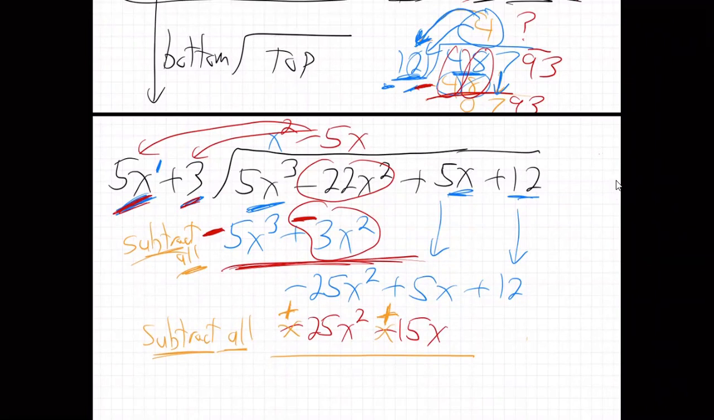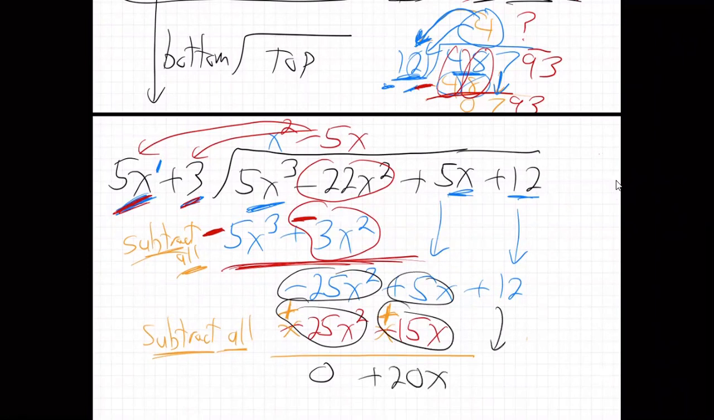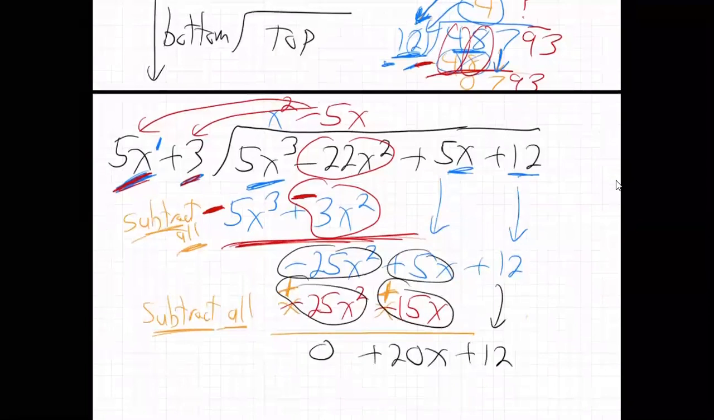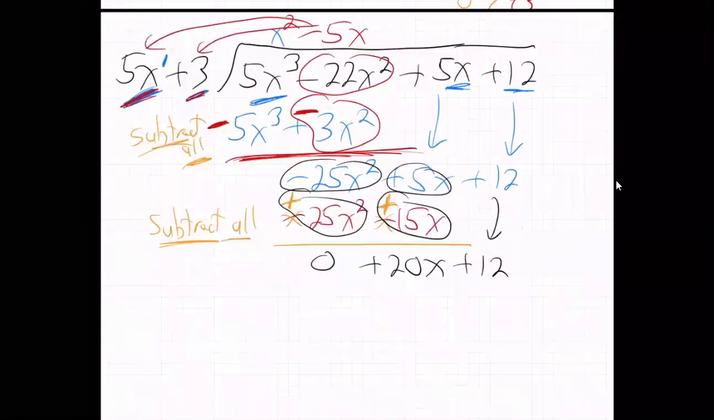Because now minus 25x squared and plus 25x squared makes 0. And that's what you want. You want that 0 in the front. And what happens here? Plus 5x and plus 15x is plus 20x, and then just bring down plus 12. We have one more step to go. Is that good to there? So you're, again, after you multiply, you subtract the whole line, which means you change all the signs.